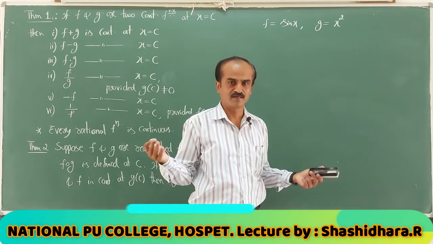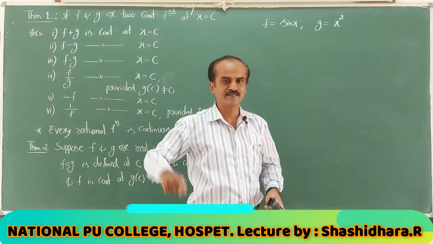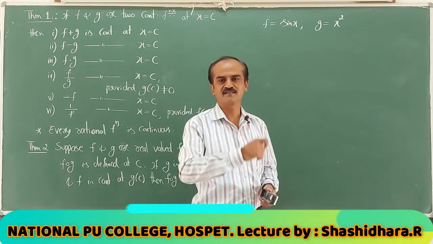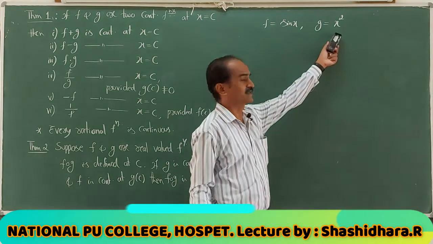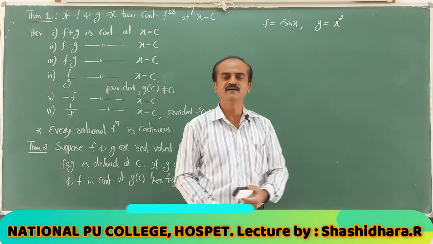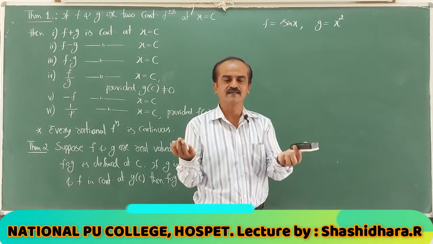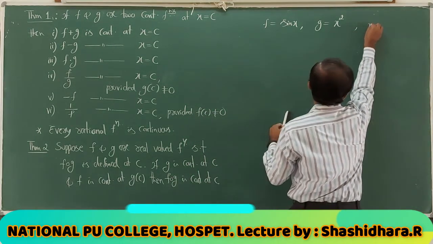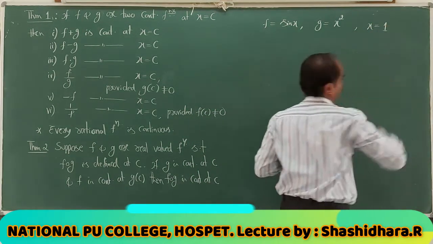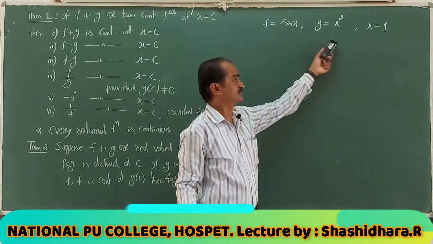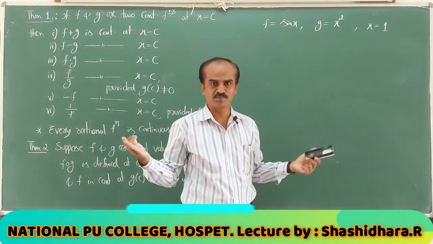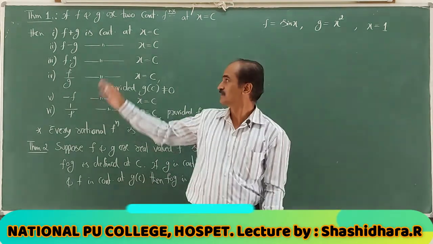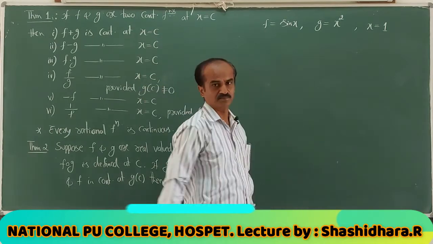It is continuous. Or else, with the help of one of the examples, we already proved that every polynomial function is a continuous function. So it is a polynomial. Therefore, it must be a continuous function. So I have taken two continuous functions. Let me take a specific point, say x equal to 1. Of course, these two functions are continuous at all real points. I have taken one particular point, that is 1. That is C. C value is 1.